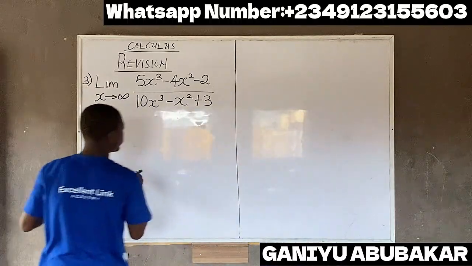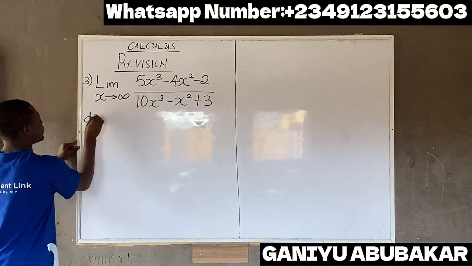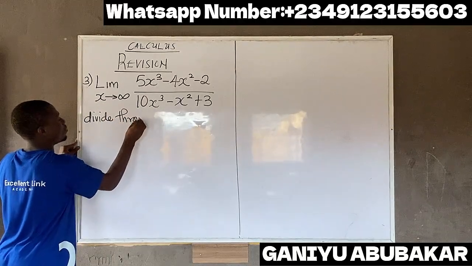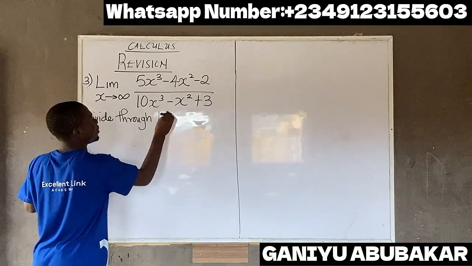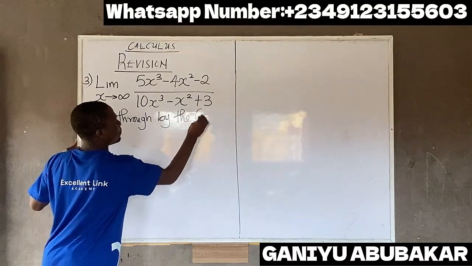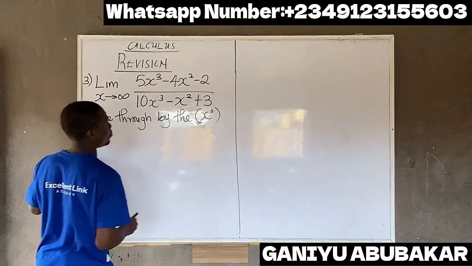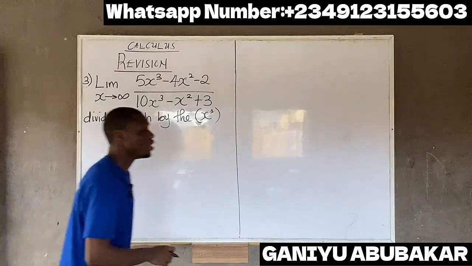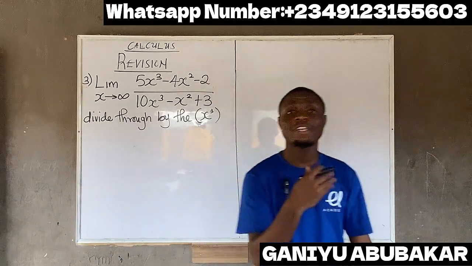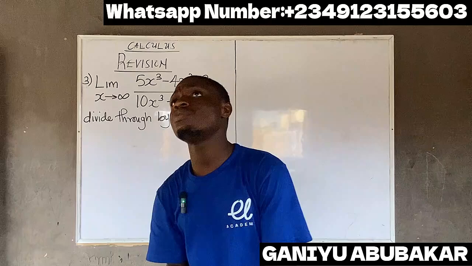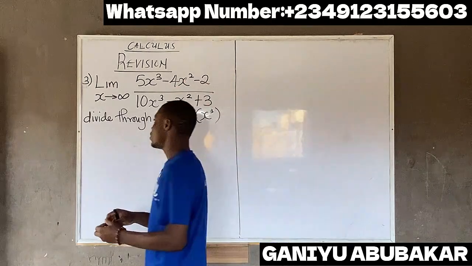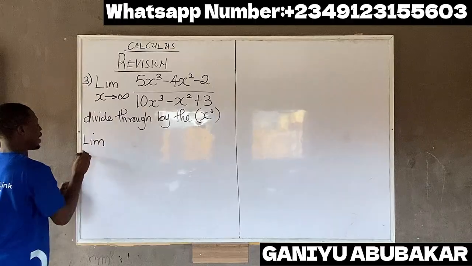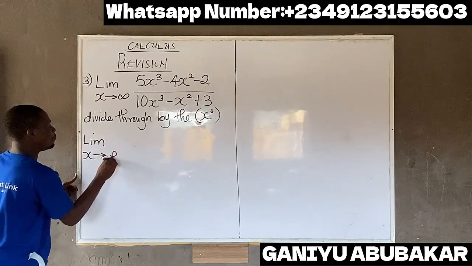So I'll divide through by the highest power. Of course, here x cubed is the highest power of the variable. This is how you solve anything involving infinity. Your first priority: check the variable with the highest index, right? So in this case, this gives you the limit as x tends to infinity.